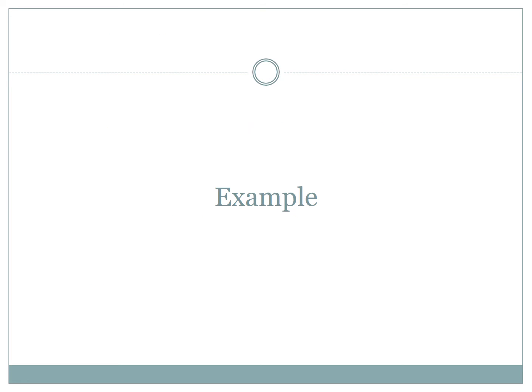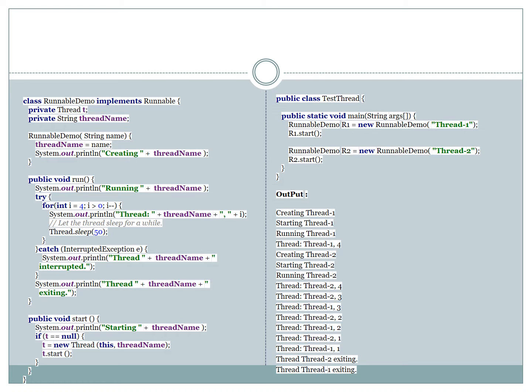An example of creating a thread by implementing the runnable interface is, in this example we have two classes. One is TestThread and another one is RunnableDemo. TestThread is our main class and RunnableDemo will be implementing the runnable interface. So when the main method is called from the TestThread class, it will be creating two threads, and those threads will be created from the start method of the RunnableDemo. The start method will create the thread, and after that it will give the execution flow to the run method, where the thread will be running and performing the task.